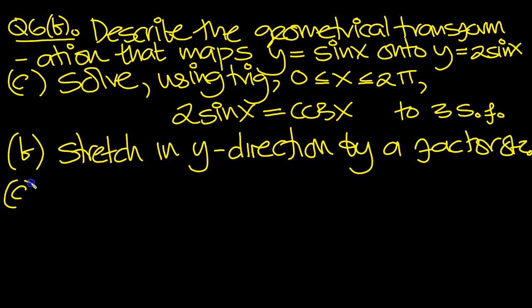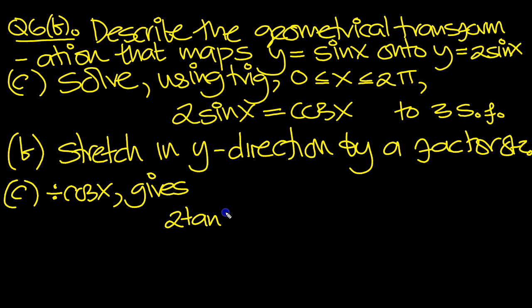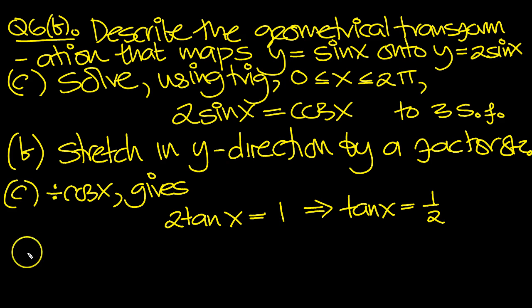Now part C. Solve using the trig equation, this equation here. Let's divide by cos and see what we get. That will give 2 tan x is equal to cos divided by cos, which is 1. So that tells us then that tan x is equal to a half, when we move the 2 from times down to divide. So tan is positive.